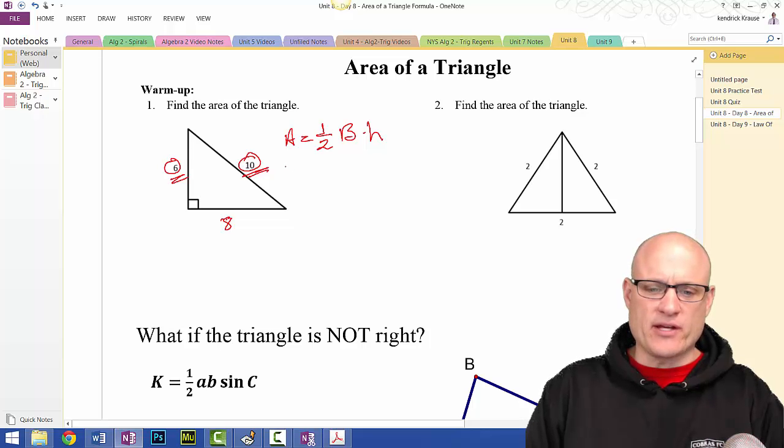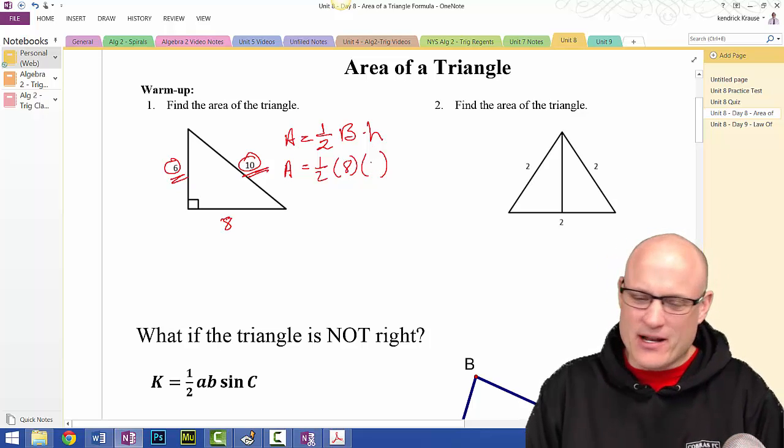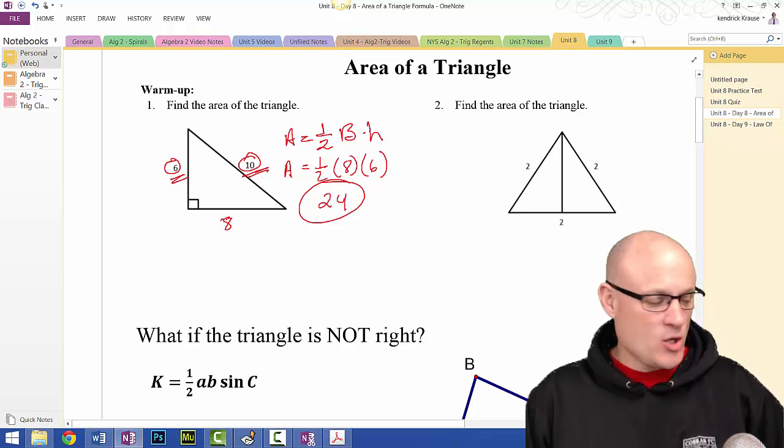So I know the base is 8. I know the height is 6. To do this would be rather elementary, but not 3rd and 4th grade. You know, Pythagorean theorem, Pythagorean triples. Got to be a little bit older than that. Maybe 7th, 8th grade. I'm not sure when they teach that anymore. 8 times 6 is 48. Half of that is 24. No problem. Got it.